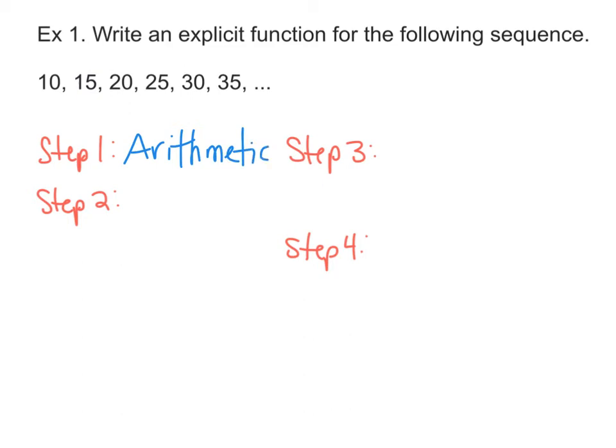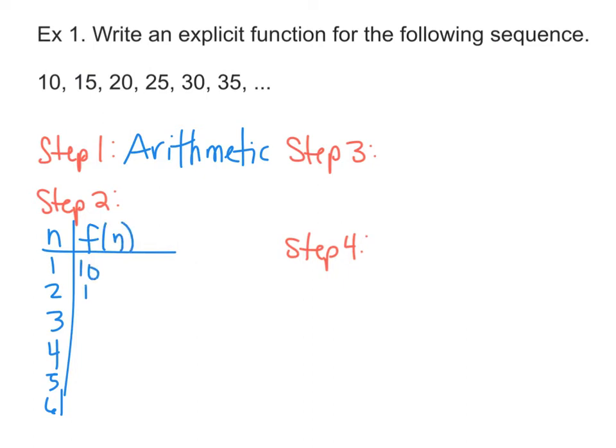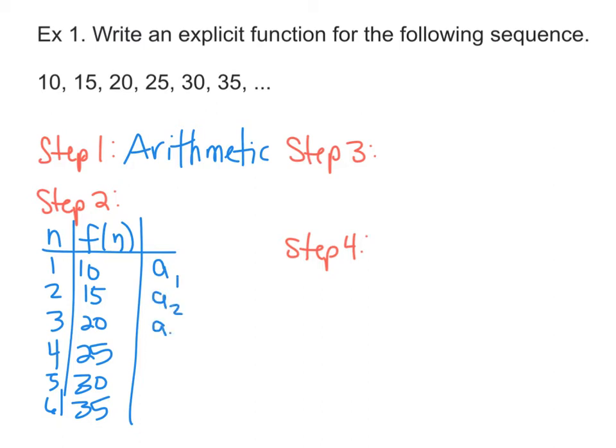Step 2, you might want to set a table. Okay, so here's my n, which my n's are just 1, 2, 3, 4, 5, 6. And this is my f of n, so my function of n, which is my 10, 15, 20, 25, 30, 35. Okay, so I created a table just so I could see that visual. If you need to see the subscripts, remember this is a sub 1, a sub 2, a sub 3, a sub 4, a sub 5, a sub 6, if I need to see it in that subscript.